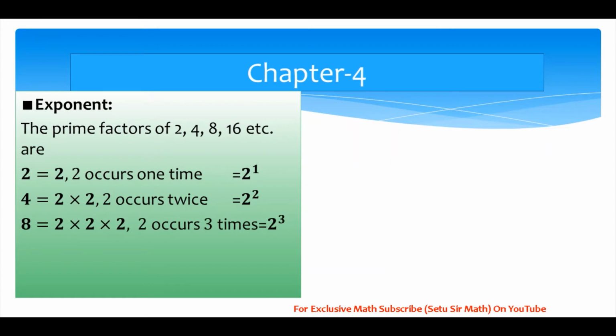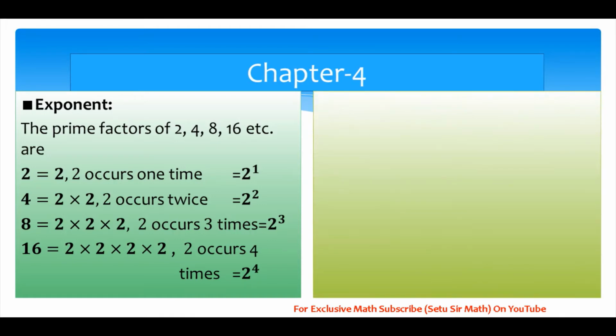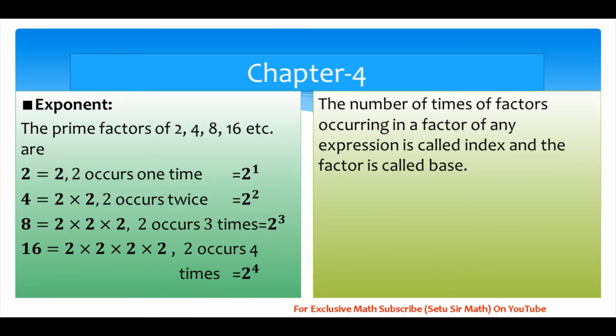8 equals to 2 multiplied by 2 multiplied by 2. 2 occurs 3 times. That means we can write 2 to the power 3. 16 equals to 2 multiplied by 2 multiplied by 2 multiplied by 2. 2 occurs 4 times. That means we can write 2 to the power 4. The number of times of factors occurring in a factor of any expression is called index.